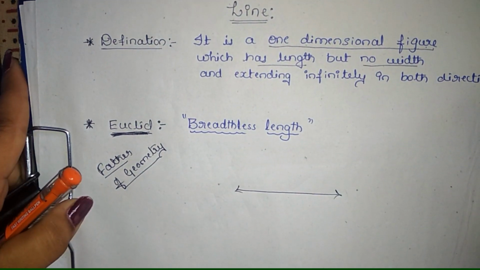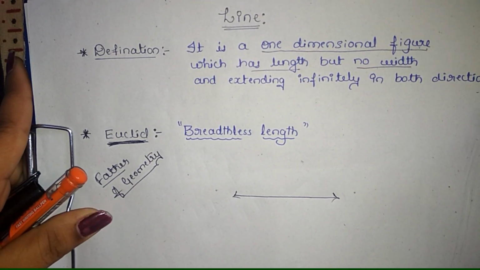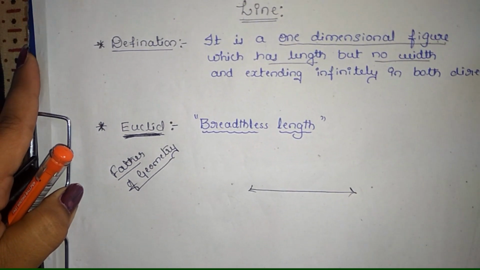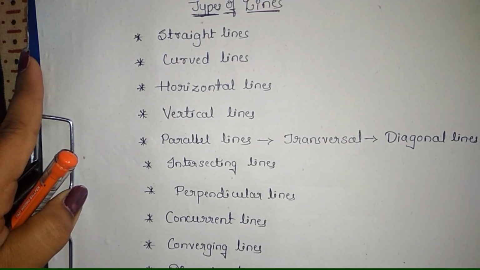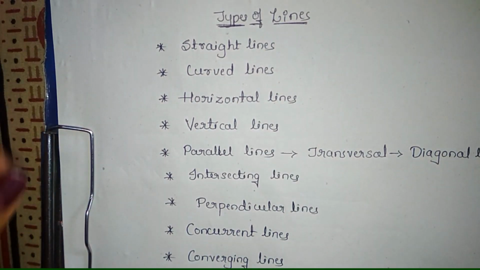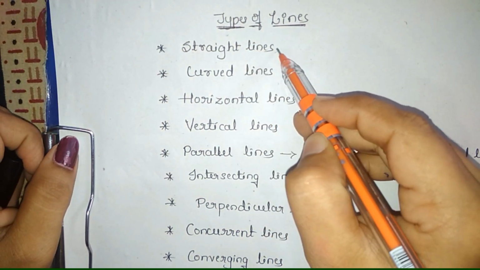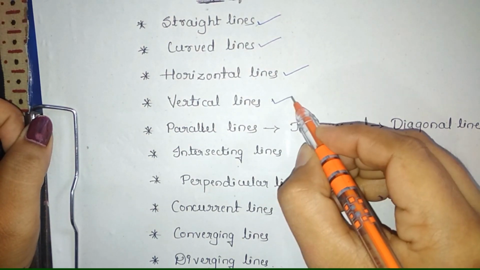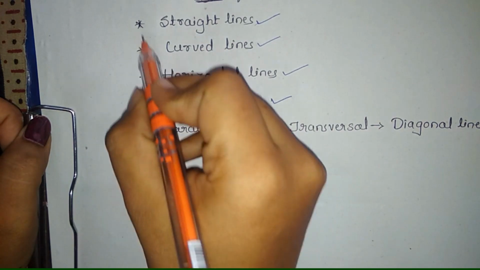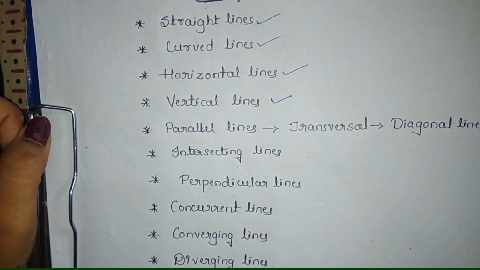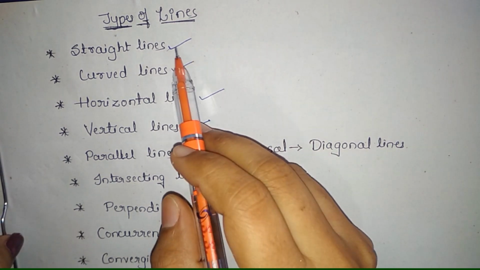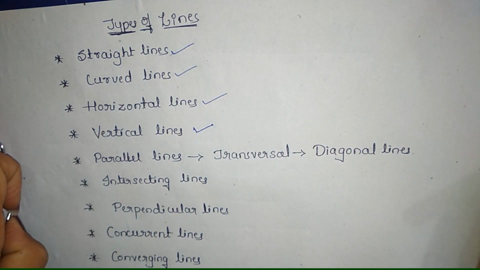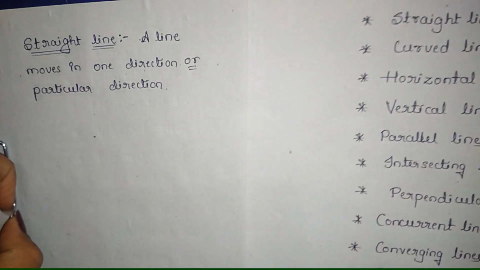Now, it is not enough to know what a line is; there are again types of lines which we are going to study in this video. Here come the types of lines: straight lines, curved lines, horizontal lines, and vertical lines. In this video I am going to cover these topics. Types of lines can be studied one by one with the help of their definitions. First of all, we are going to study the straight line and curved lines with the help of definitions.